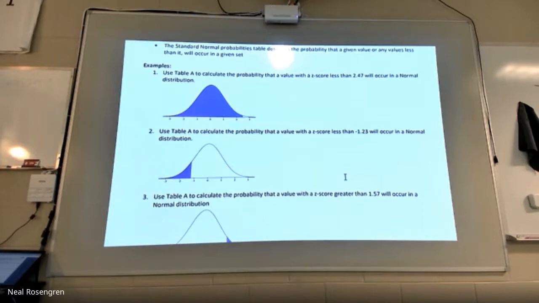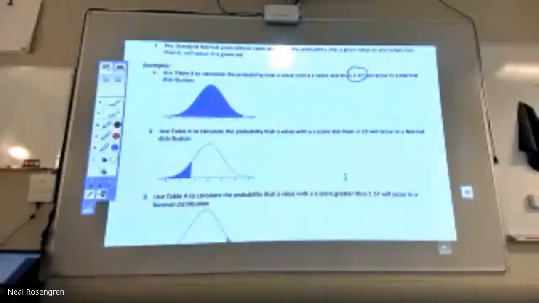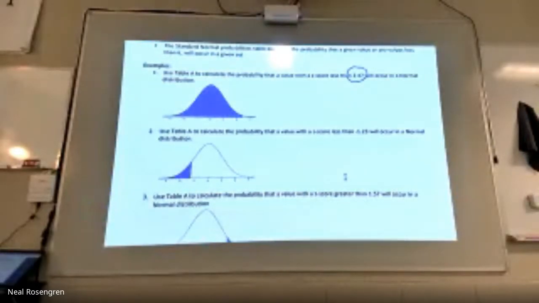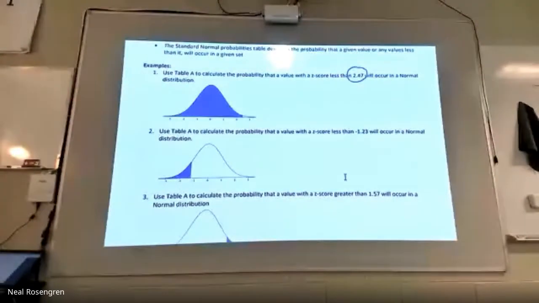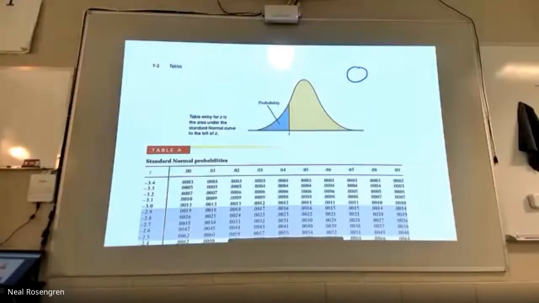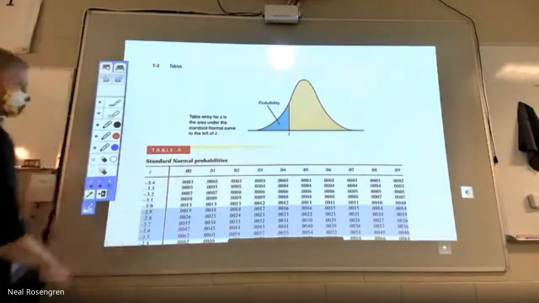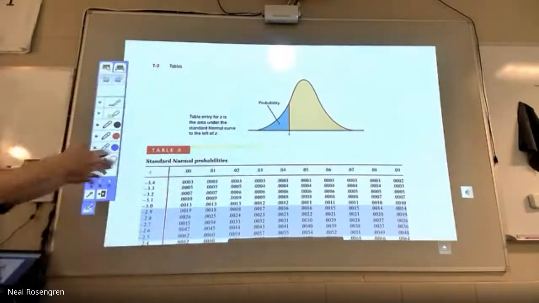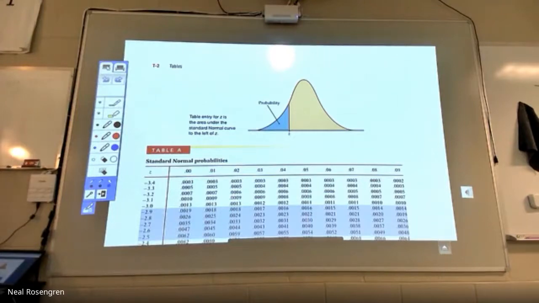Use table A, that big table front and back, to calculate the probability that a value with the z-score less than this is going to occur if things are normally distributed. So that's the number I'm looking for, and look how many decimal places it has: 2. Always. Now I can turn to this table and look for that z-score. The z-scores are on the outside. The probabilities are on the inside.